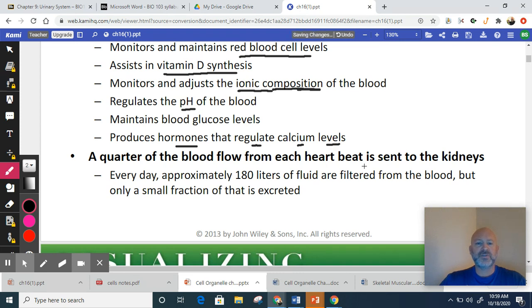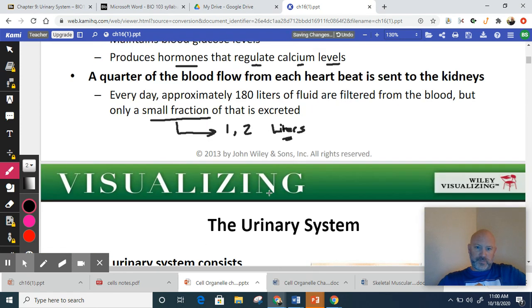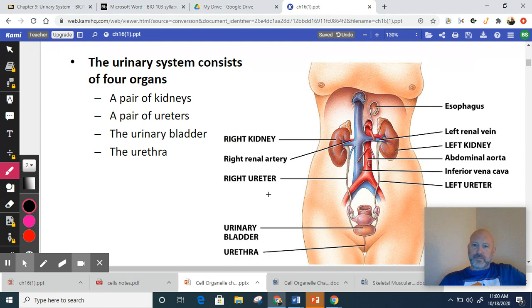So remember, calcium is stored in the bones. So there's a hormone that we can use to promote the release of calcium from the bones, and that hormone is coming from the kidneys. So with each heartbeat, a quarter of the blood flow from each heartbeat is sent directly to the kidneys. And after 24 hours, 180 liters have been filtered in and out of the kidneys. But just because we're sending 180 liters of blood through the kidneys a day doesn't mean that 180 liters is being excreted. Only a small fraction of that would be excreted. Somewhere between 1 to 2 liters of urine would be released.